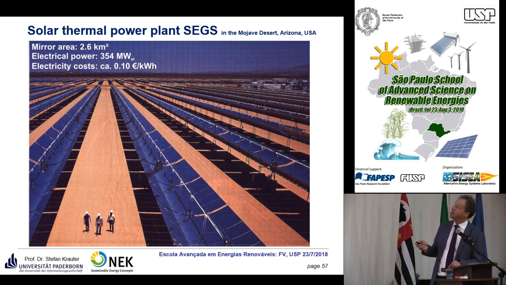Then you have a steam turbine at the end, and then you can create electricity at a rate of 10 cents per kilowatt hour. This was cheap during that time because photovoltaic at that time cost about 10 times more, 1 euro per kilowatt hour. Nowadays, photovoltaic really got cheaper than that.